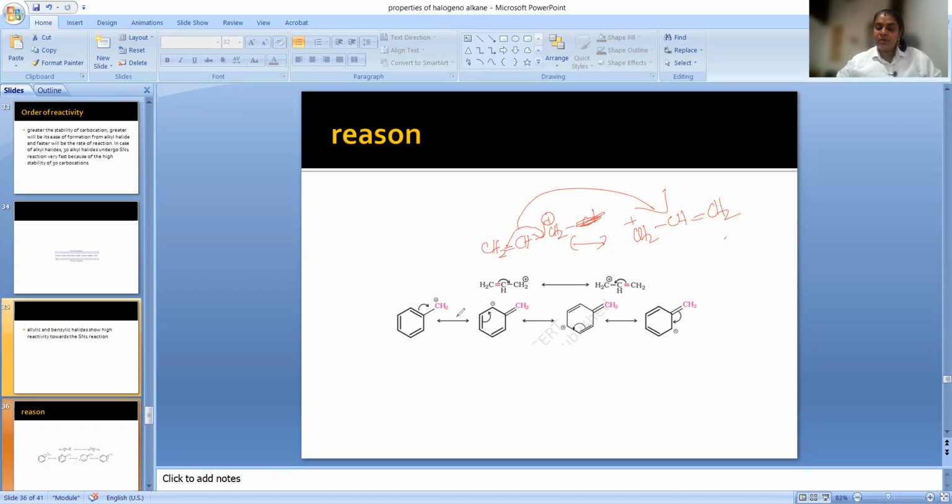Understand? And here also, if you look at this one, CH2Cl, when you leave Cl, it becomes a positive charge. When it becomes a positive charge, what will happen? Resonance happens. From here to here, the electron will move and the positive charge will spread all over, right? So because of that, it is getting more resonance structures. The intermediate carbocation is resonance stabilized. So it also has high reactivity towards the SN1 mechanism.